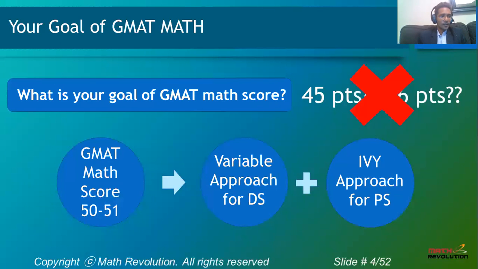And what is it that can bring it to 50 and 51? It's only the two approaches that can save your time and make sure that you perform consistently with a lot of accuracy: the variable approach for DS and the IV approach for PS. My first two webinars were on those respective approaches, the variable approach for DS and IV for PS. You can always see those on our YouTube channel of Math Revolution.